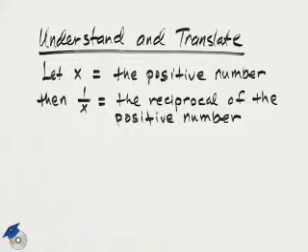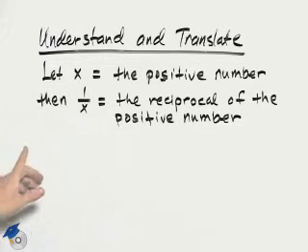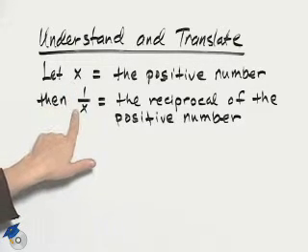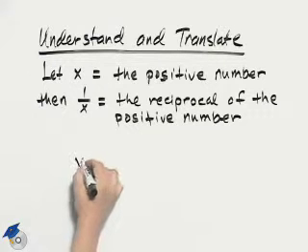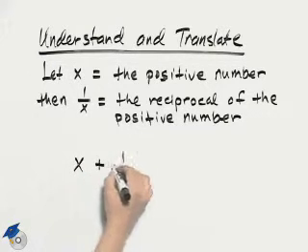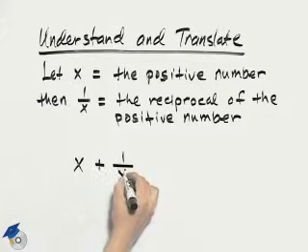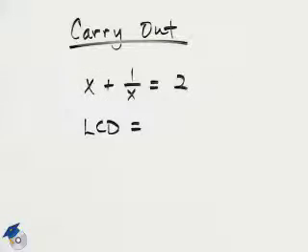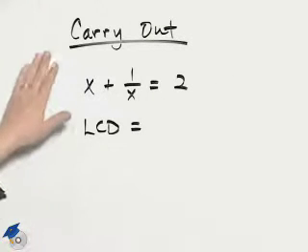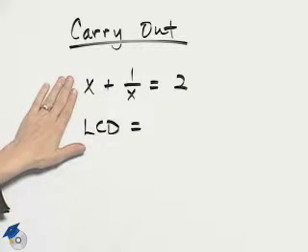Now we know from the problem that the sum of this number and its reciprocal is 2. Sum means to add. So the equation we're going to use to solve this problem is x plus 1 over x equals 2. The next step in solving this problem is to carry out, which means to solve the equation that we came up with in the first step.